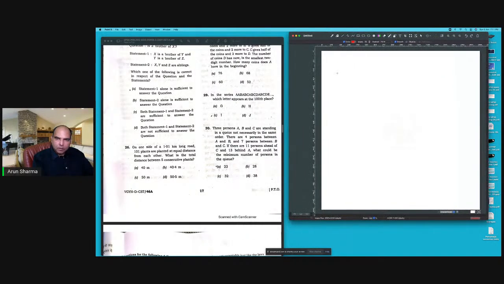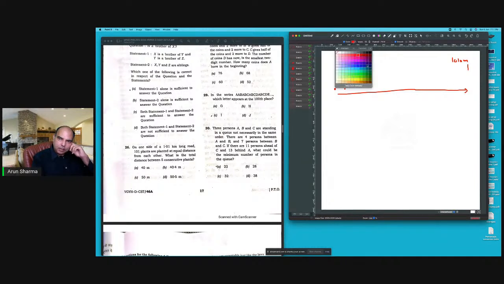26 ka 1.01 kilometer road agar hai, 1010 meters ka road agar hai, aur tum 101 plants place kar rahe ho, to pehla plant yahan pe aayega, dusra point plant kahan pe aayega. Now you have to place 100 plants between here to here. So the span in this question, yeah, thanks for pointing it out, whatever the name is, the entertainment.